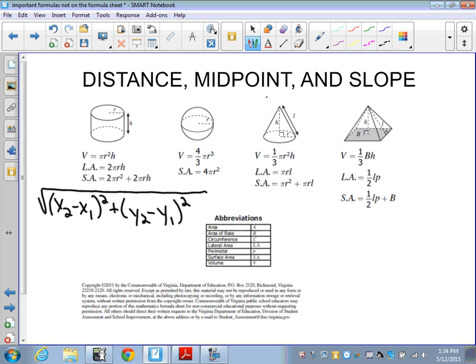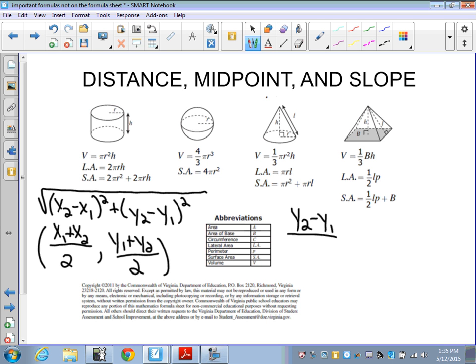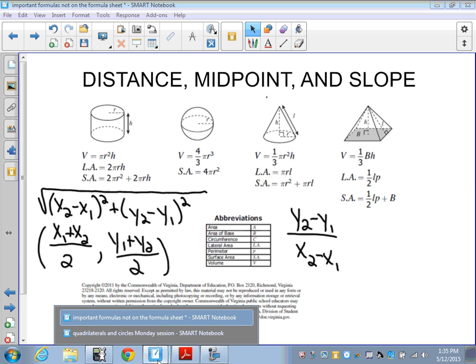We also have the midpoint formula, which is just the average of x's, so we add the x's up and divide by 2, and we add the y's up and divide by 2. And lastly, we have the slope formula, which is rise over run. So remember, the rise is y2 minus y1. The run is x2 minus x1. So whenever we know these formulas, it's really going to help us in solving these problems.